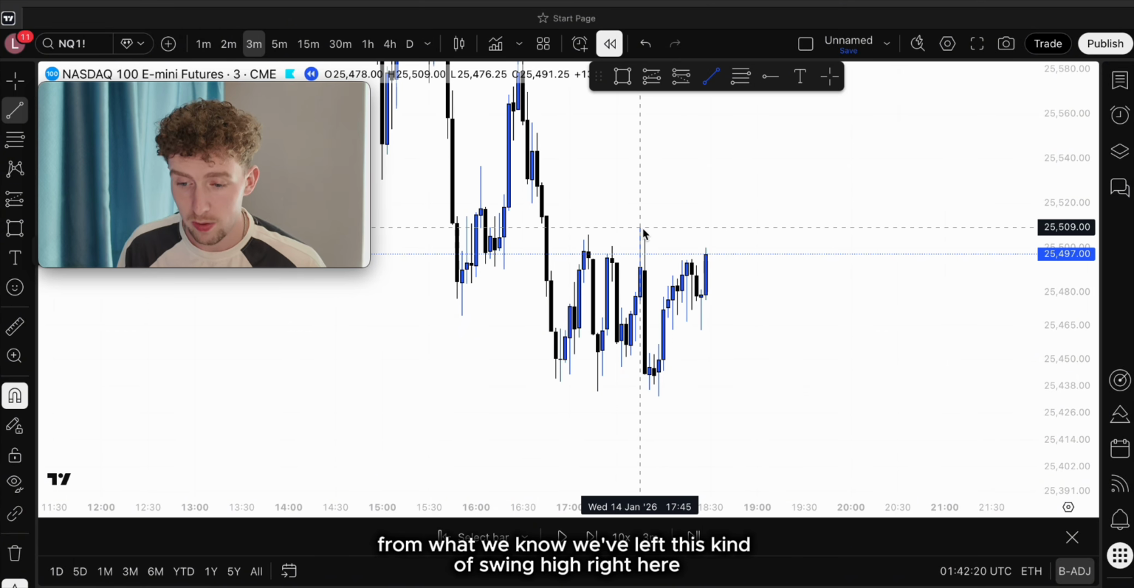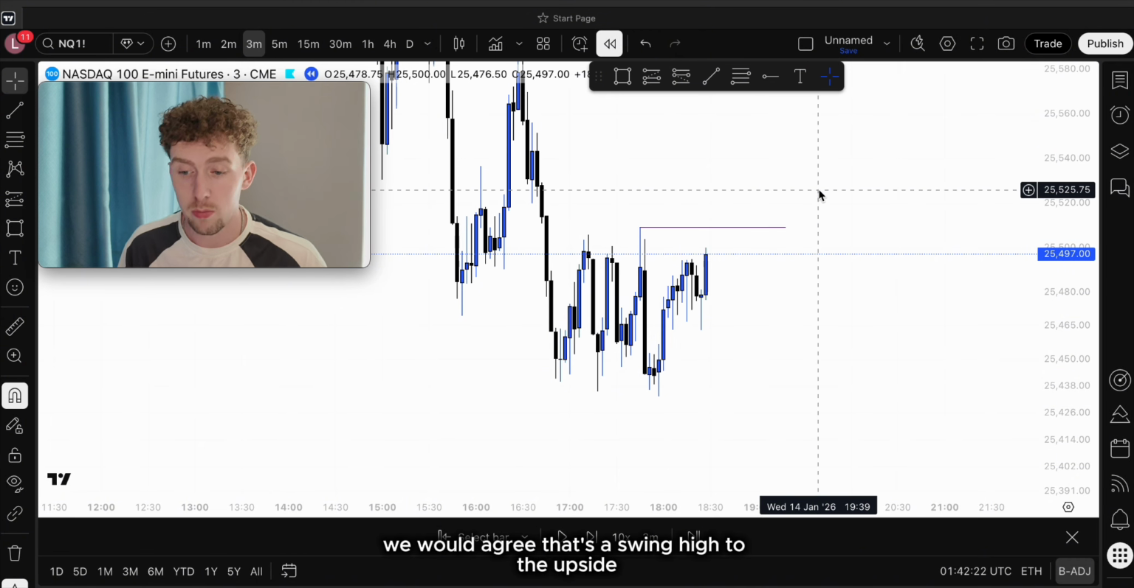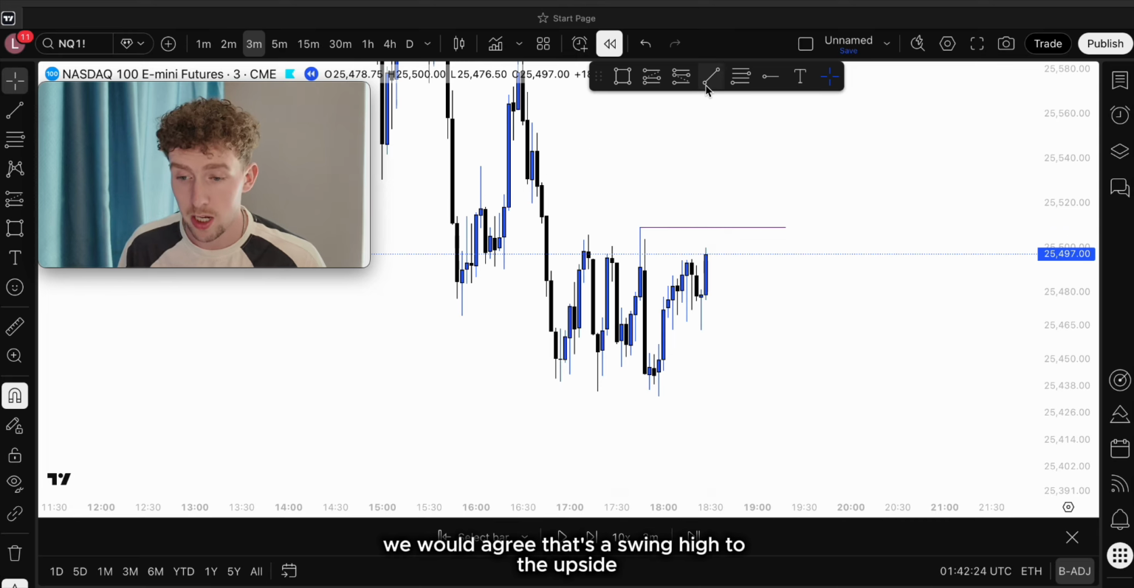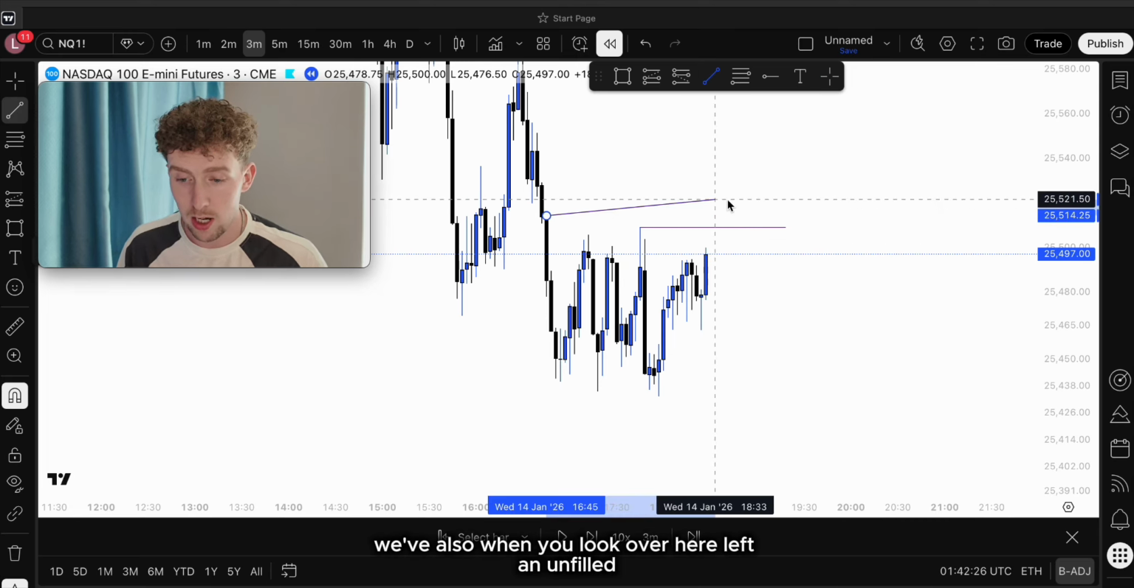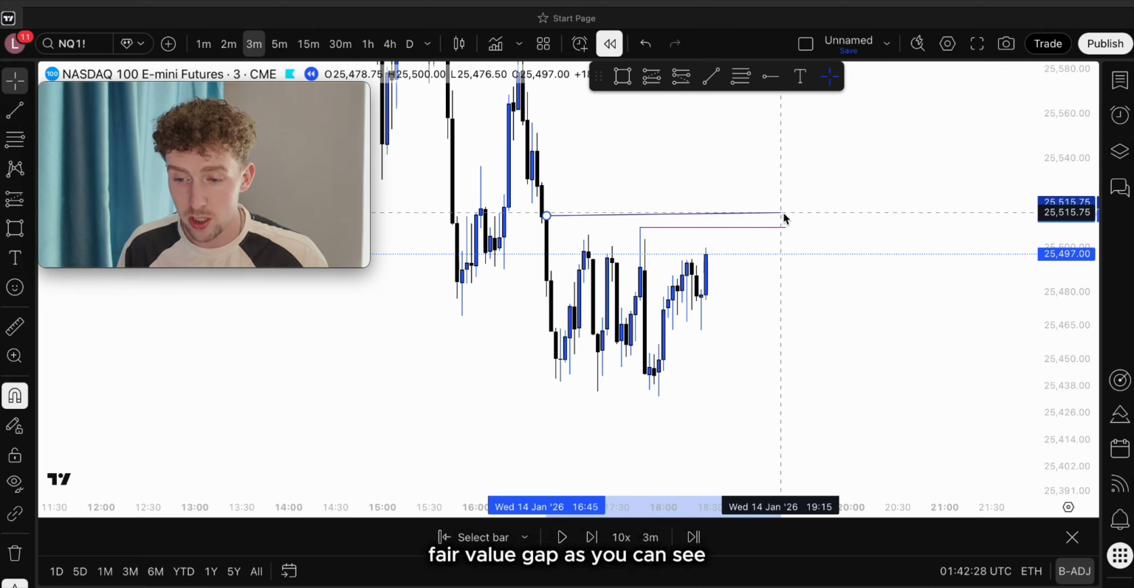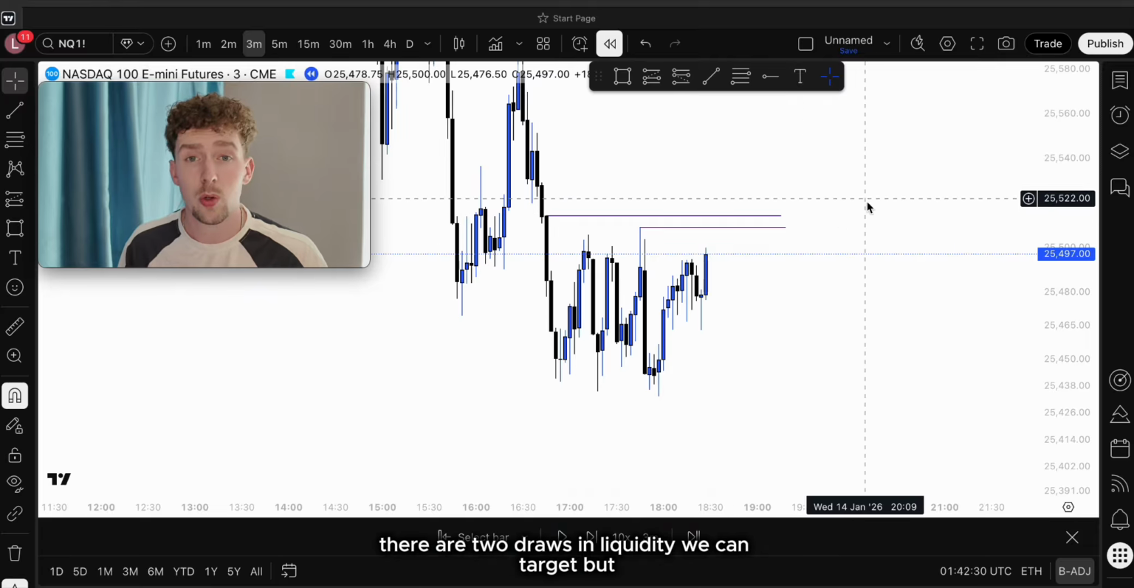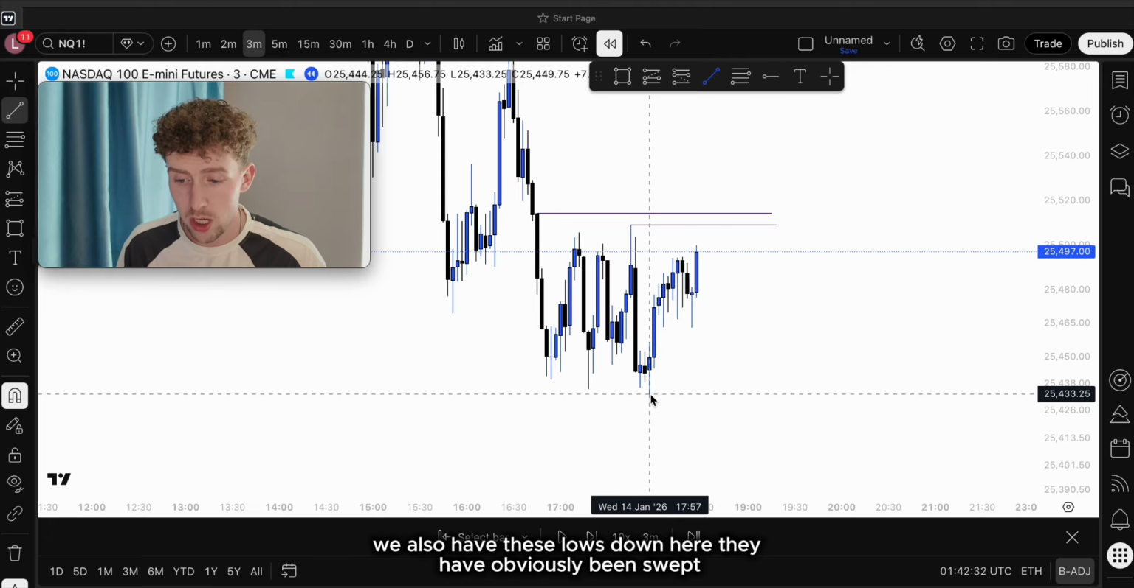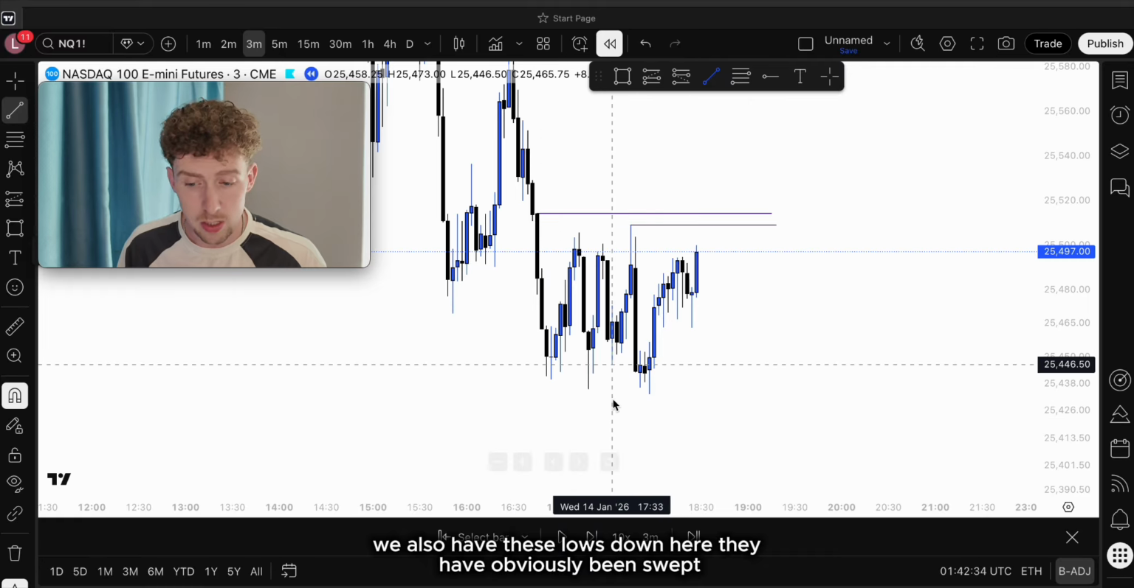From what we know, we've left this swing high right here. We would agree that's a swing high to the upside. We've also, when you look over here, left an unfilled fair value gap. As you can see, there are two draws in liquidity we can target. But we also have these lows down here. They have obviously been swept.